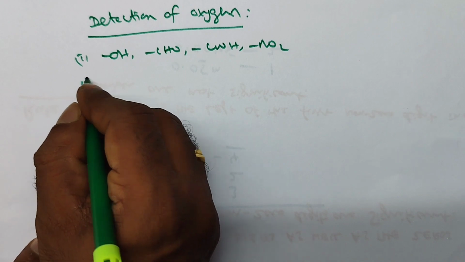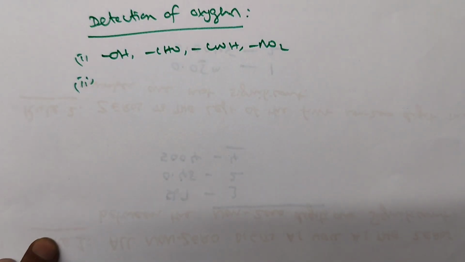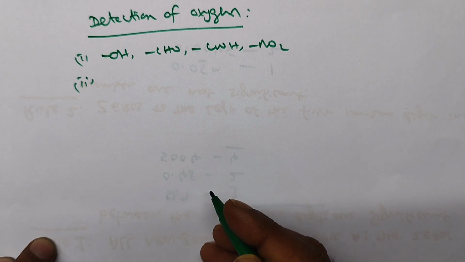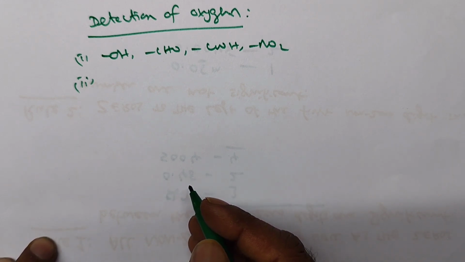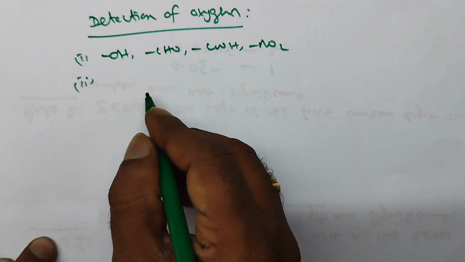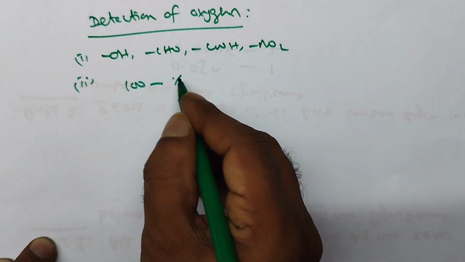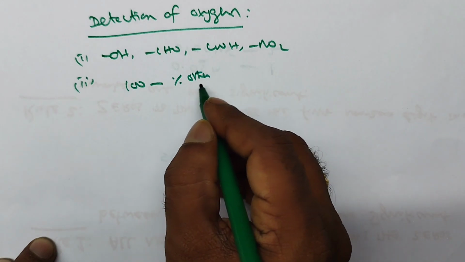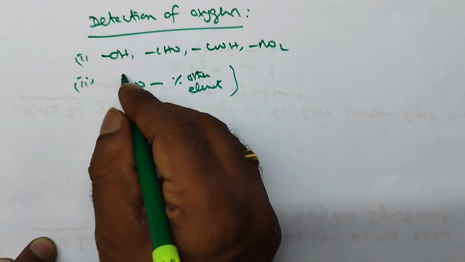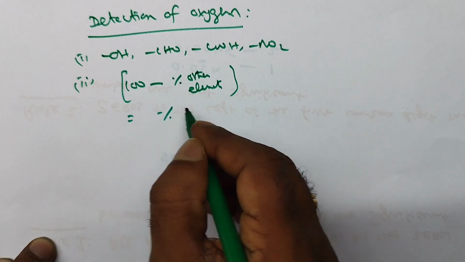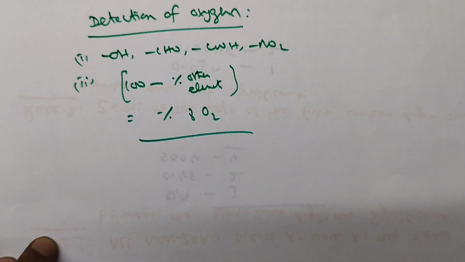And second, you find the sum of the percentages of the various elements present in the organic compound as determined by known methods. You add all the percentages of the other elements and subtract from 100. That will give you the percentage of oxygen. This is a method we can use to find out how much oxygen is present, because there is no direct test for oxygen in the organic compound.